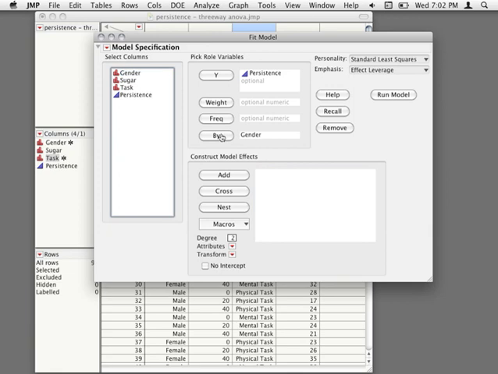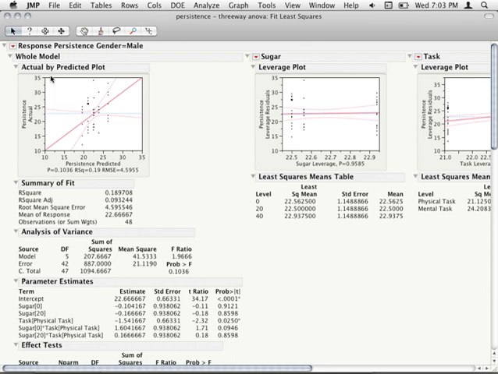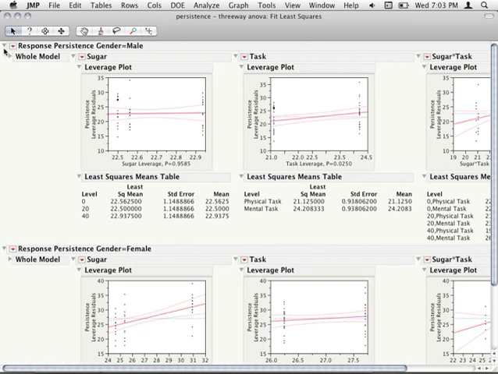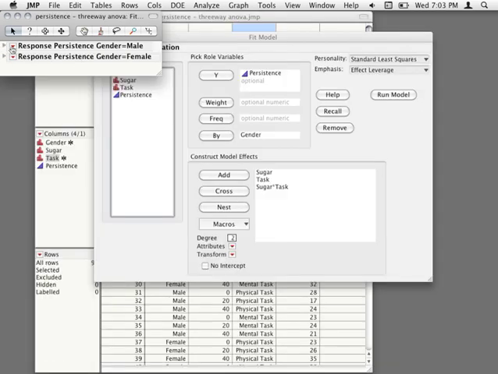What this is going to do is perform the analysis without gender as a factor. It's just going to split the file. And then we're going to give sugar and task the full factorial. So I'm just going to select them and do the macro and full factorial. When I hit run here, gender is just your by variable. I'm going to minimize everything so you can see I actually have two different analyses: Response persistence ANOVA for males and one for females.